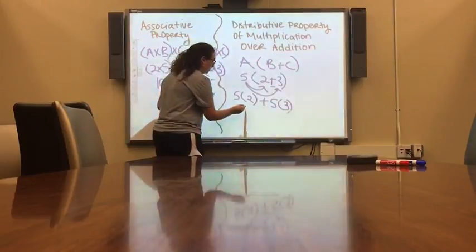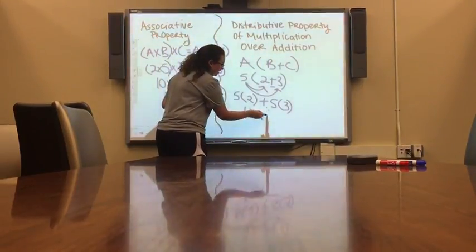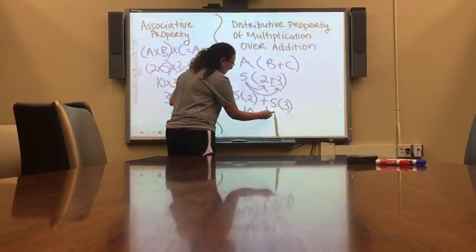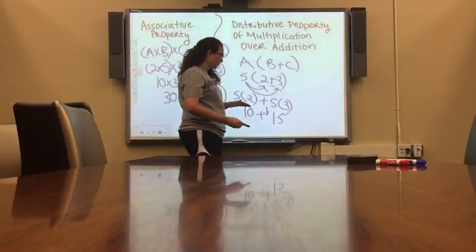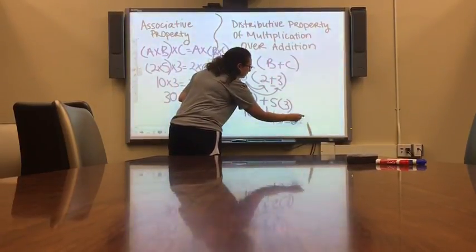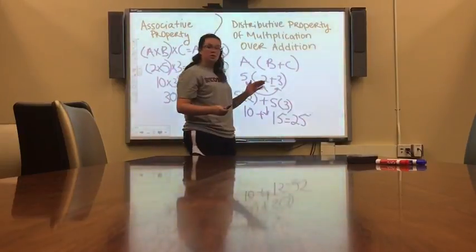So we know 5 times 2 is 10. Bring down your addition sign. And 5 times 3 is 15. So in the end, we get 10 plus 15, which we know is 25. And that's how you do the distributive property.